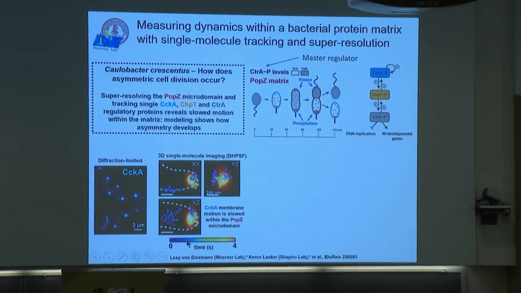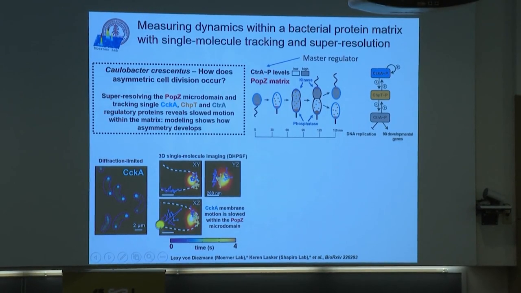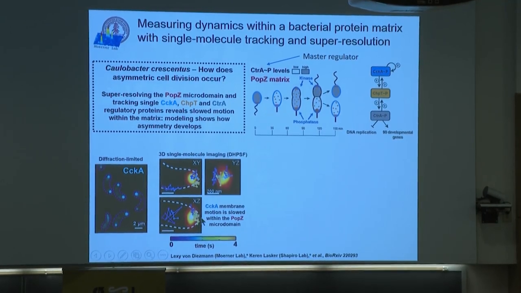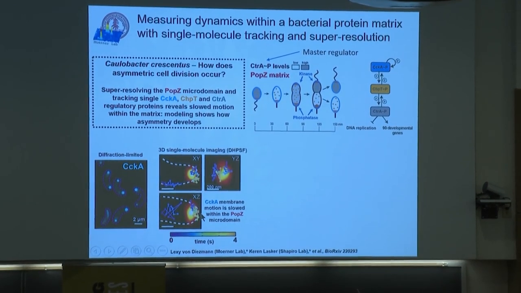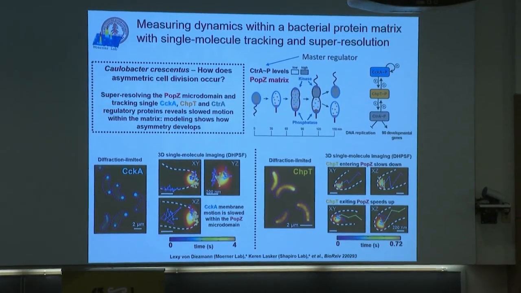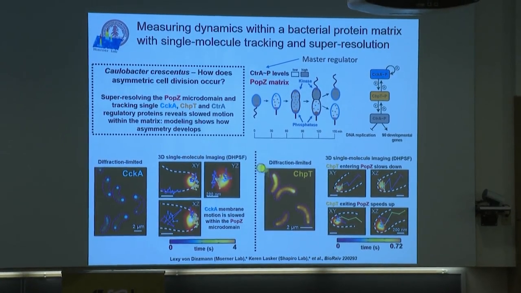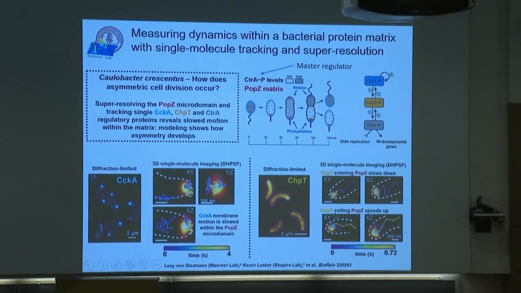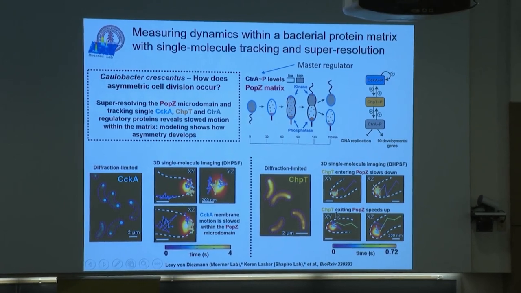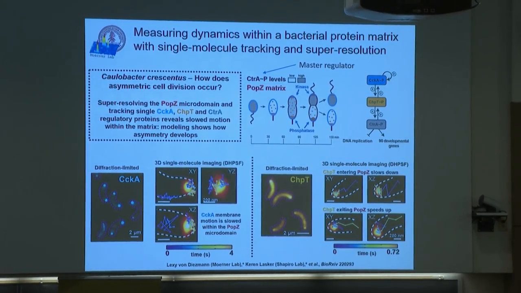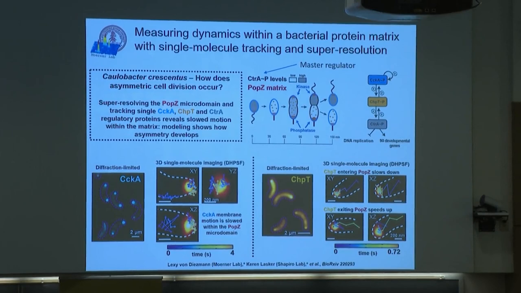But this motion is slower away from the pole, but faster close to the pole. Sorry, I'm backwards. This one's faster away from the pole and much slower in the pole. So it slows down in this fascinating polar region. That's one example of one of these key proteins. Here's another one that's cytoplasmic, fast in the cytoplasm, very slow when it's moving inside the pole. This paper just appeared in Nature Microbiology. It's a study of both the motions as well as the positions.